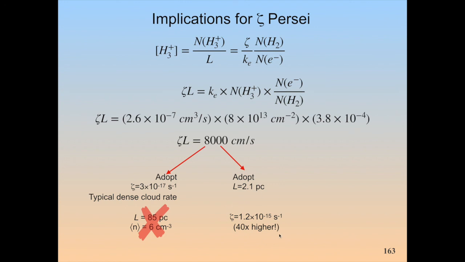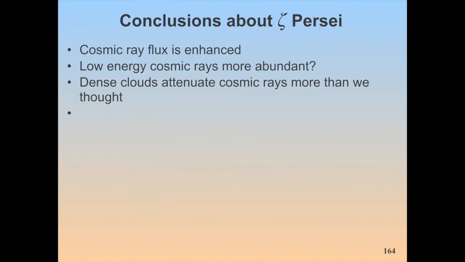Okay, so the whole conclusion that we were able to derive from this chemistry here is that for some reason the cosmic ray flux is enhanced over what we see in the dense clouds. Now, perhaps the low energy cosmic rays are more abundant. Maybe they're being deflected by magnetic fields, or they're colliding with more particles and losing more and more energy. So perhaps the low energy cosmic rays are more abundant in diffuse clouds than they are in other clouds. So maybe the dense clouds attenuate them more than they thought.